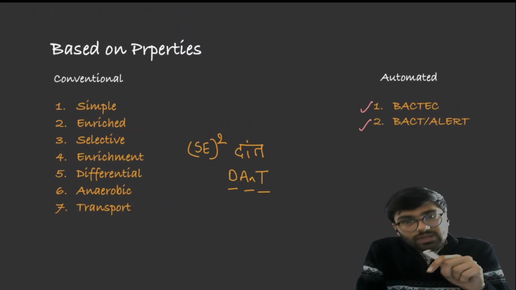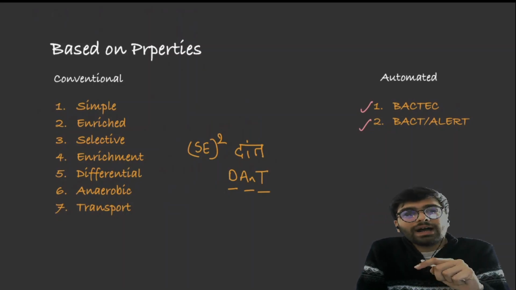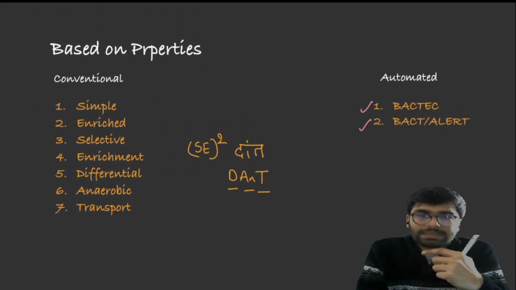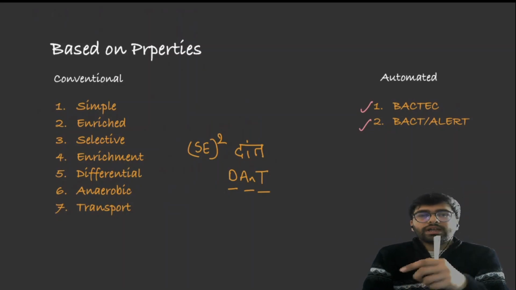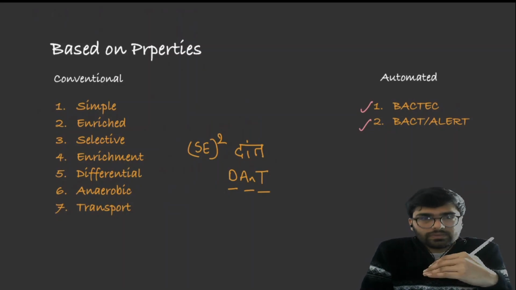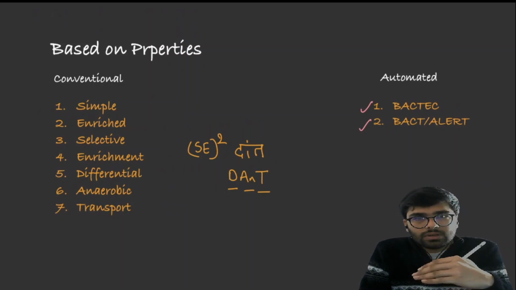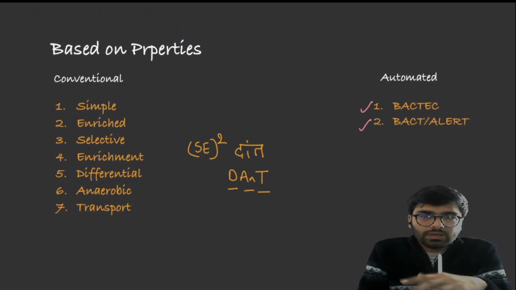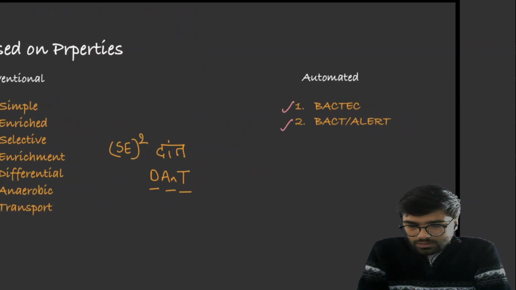So now this conventional media, they are also asked separately as a 6 marker short note, in which you have to explain the conventional method of classifying the culture media. So now let us see each one in detail. Okay, so starting with the first conventional media, that is simple media.